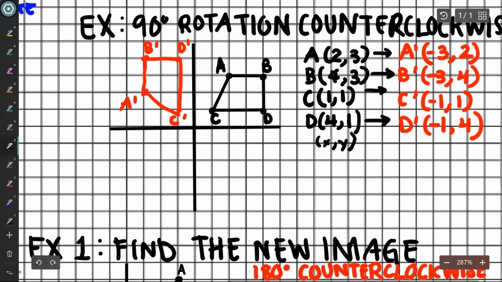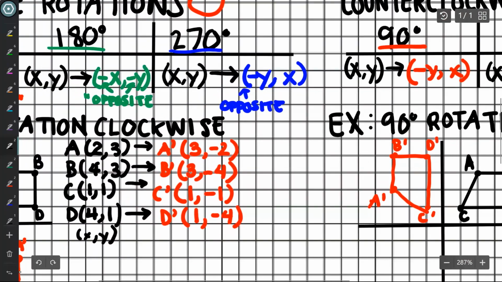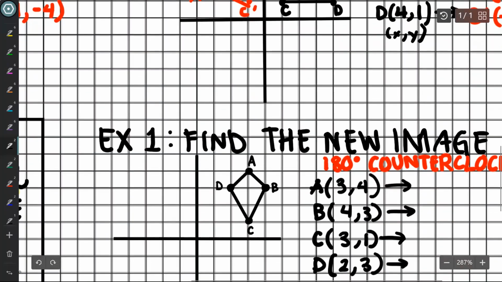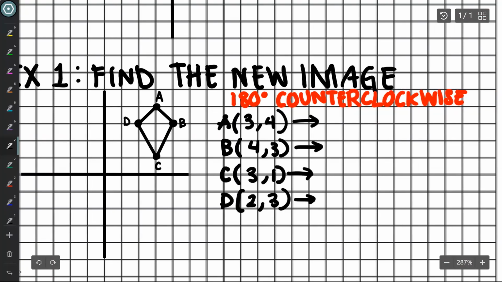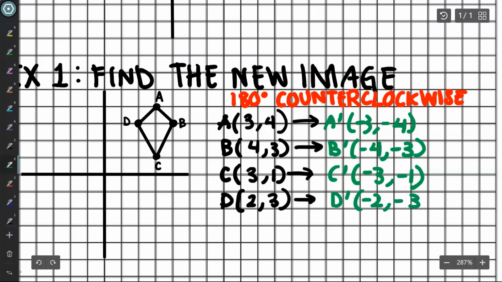Alright, so let's look at our rule. So -x, -y. So we're not flipping them, we're just making them negative. So that is going to change. I'm going to do it in green just so we can match that. So A prime is going to be -3, -4. B prime, -4, -3. C prime is going to be -3, -1. And D prime is going to be -2, -3. And we're going to graph those.